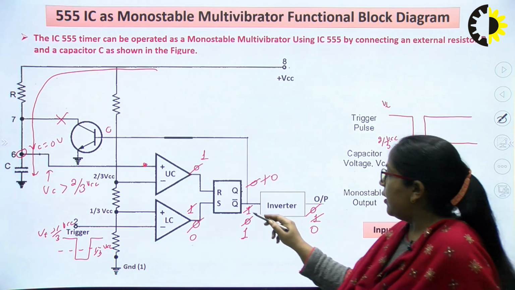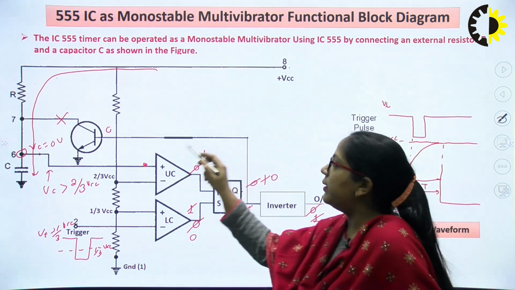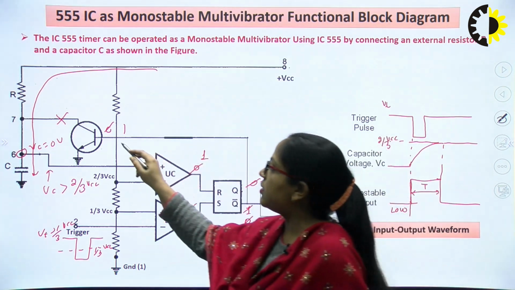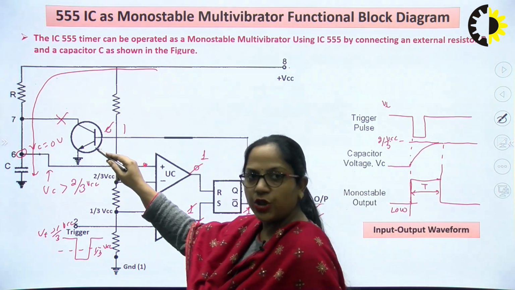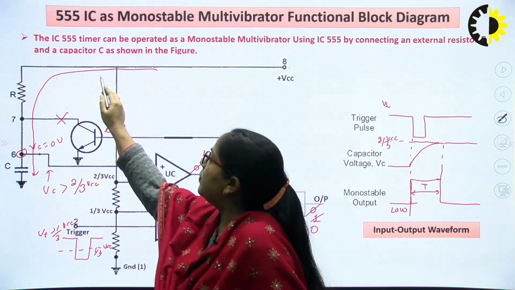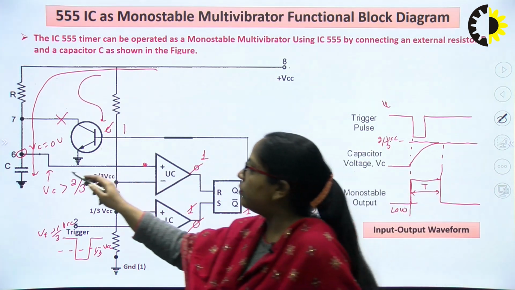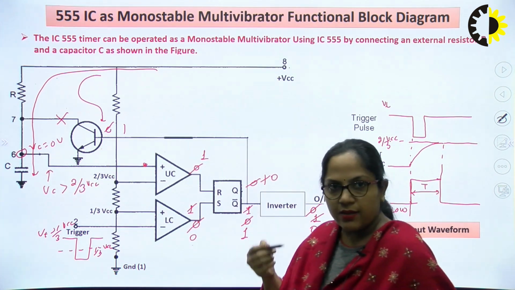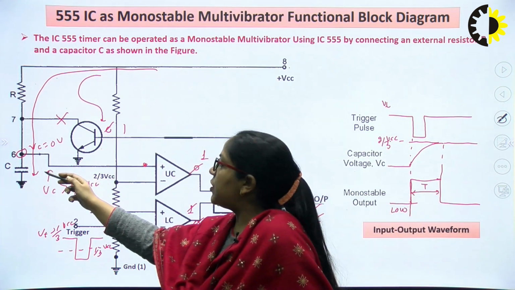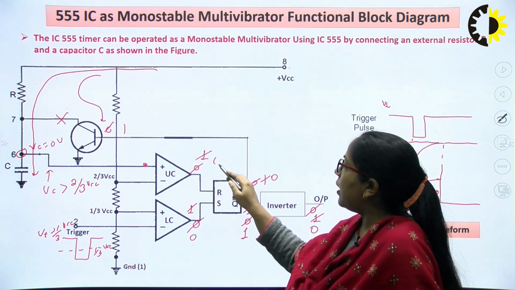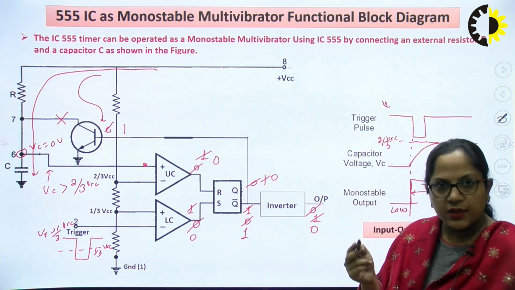Now let us check: when Q bar is 1, then logic 1 will appear at the base of the transistor. Now this transistor, for logic 1, will behave like a short circuit and again the path between the power supply and the ground will be established. Now this capacitor will start discharging. The moment the capacitor voltage becomes lesser than 2/3 of VCC, the output of the upper comparator will again become 0.